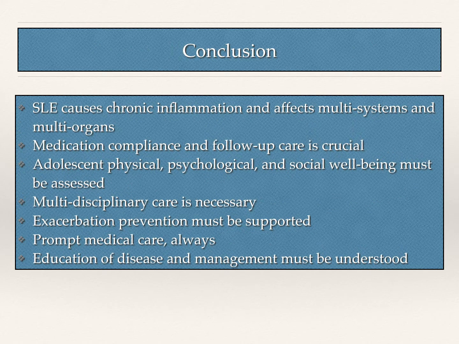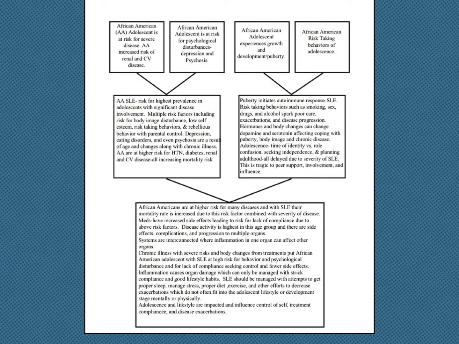Conclusion: lupus causes chronic inflammation and it affects multiple systems and multiple organs. The medication compliance and follow-up is crucial. Adolescent physical, psychological, and social well-being must be assessed. Multidisciplinary care is necessary, and medical care must be prompt, and education is just critical, that it's given and that it's understood. This was the care map.